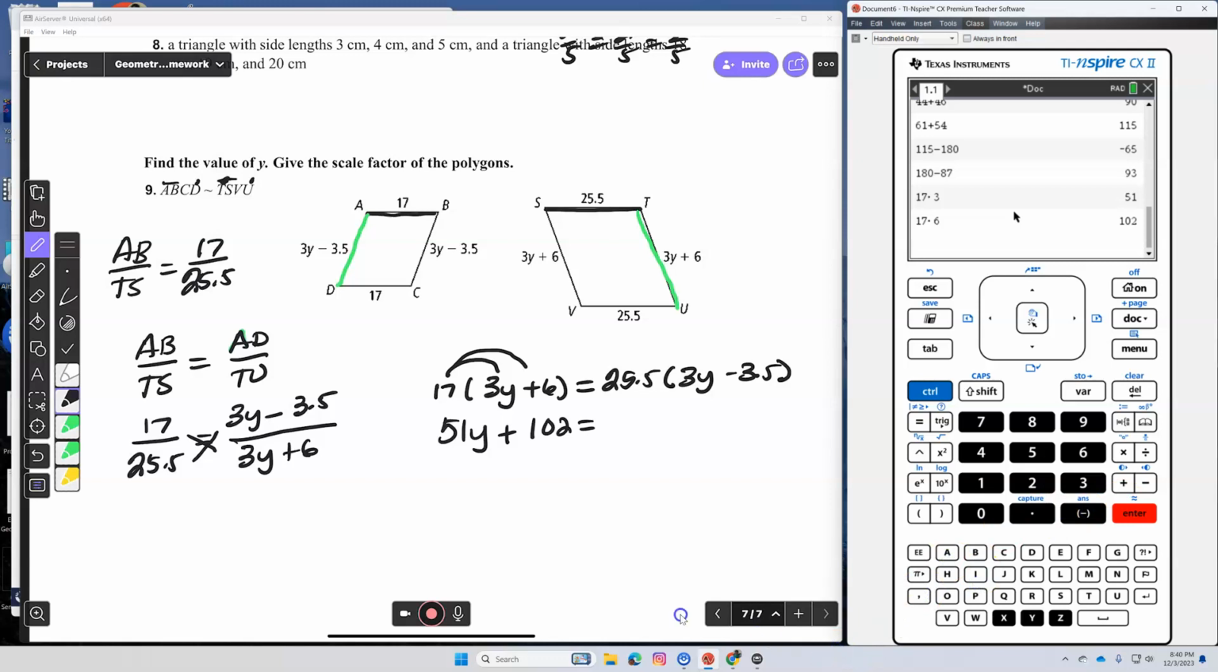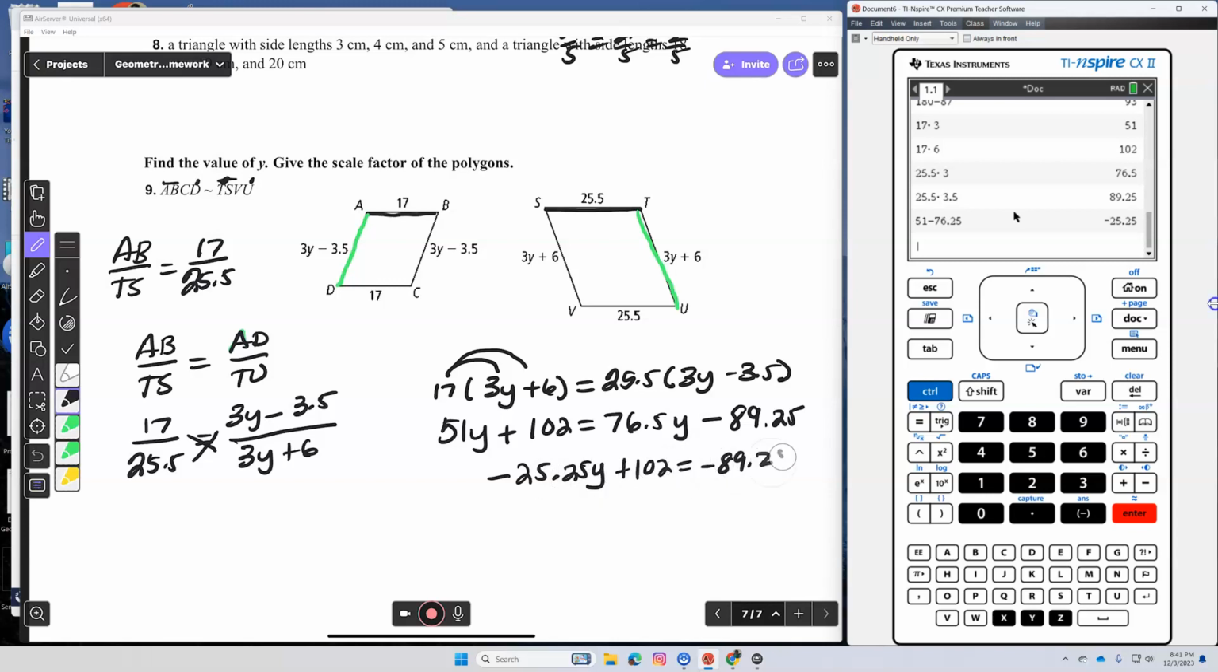And then I have 25.5 times 3, so it's 76.5y minus the product of 25.5 times 3.5, 89.25. So what I'm going to do is subtract 51y minus 76.5y. That's negative 25.5y plus 102 equals negative 89.25. So I'm going to subtract 102 from 89.25. So it's negative 25.5y equals negative 191.25. So I'm going to divide that by negative 25.5. I get 7.5. So that's the value of y.